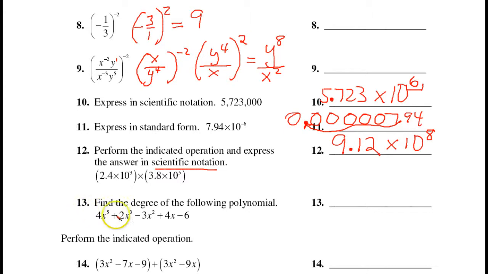Now, for number 13, find the degree of the following polynomial. Well, this one is 5. This one is 3. This one is 2. This one is 1. And this happens to be 0. So the degree of a polynomial is the highest degree of any one term, which is 5.